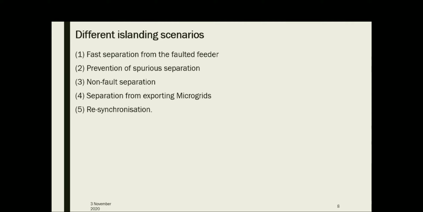And different islanding scenarios. Whenever you are dealing with the islanding of microgrid, the following scenarios related to the islanding of microgrid can be discussed. These are fast separation from the faulted feeder. Then second one, prevention of spurious separation. Then third one, non-fault separation. Fourth one is separation from exporting microgrid. Then resynchronization.